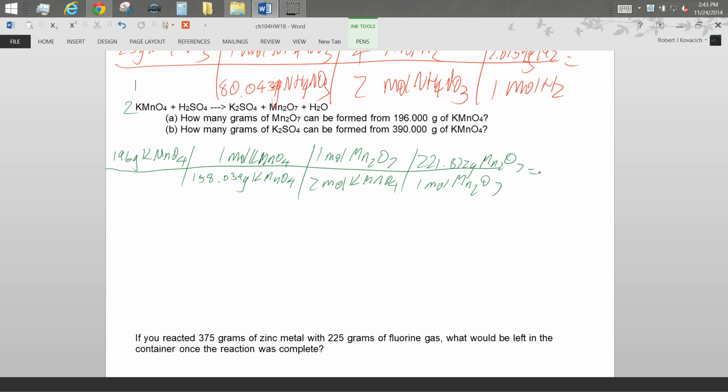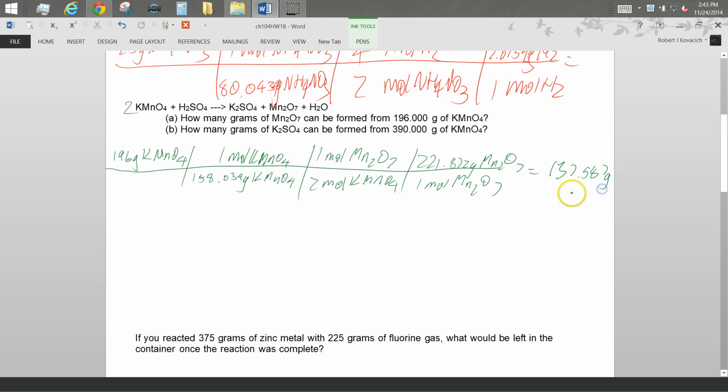So I got 196 divided by 158.043 divided by 2 times 221.872. Got 137, how many sig figs? A boatload.